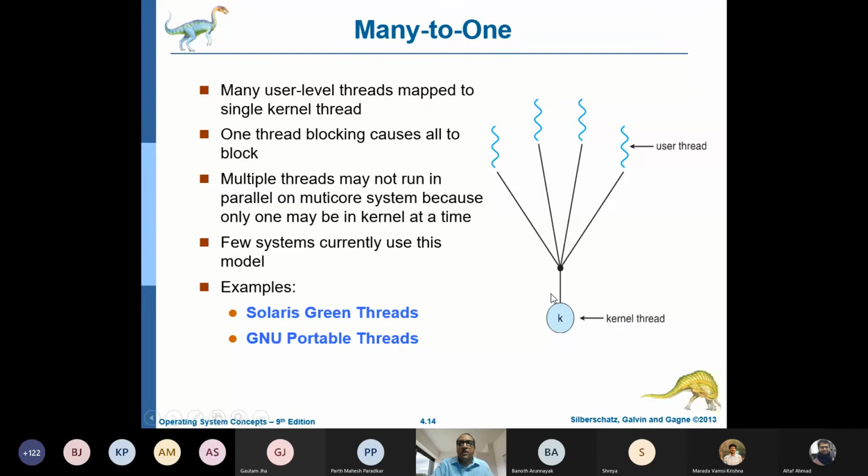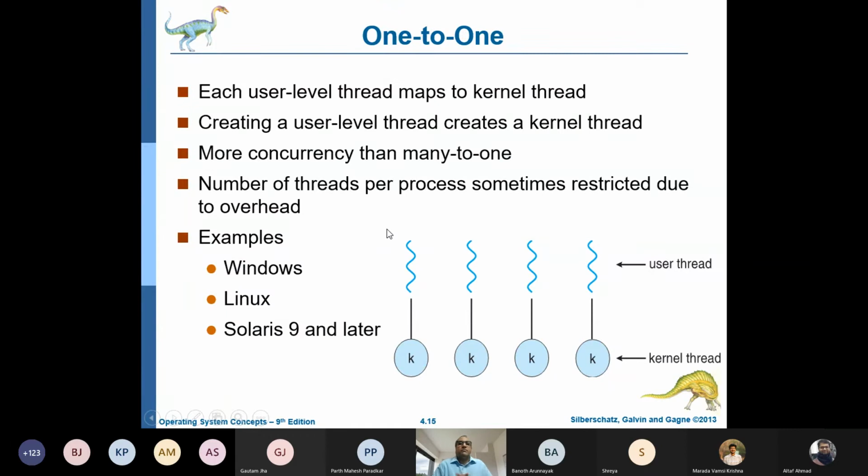And if there is a blocking, then immediately the operating system will block the whole process and switch to the next process. The next model is the one-to-one threading model, and here it basically takes care of the drawback of the many-to-one model. The basic drawback of the many-to-one model is that we are unable to exploit the efficiency of multi-core or multi-processor systems because the kernel is a single-threaded process.